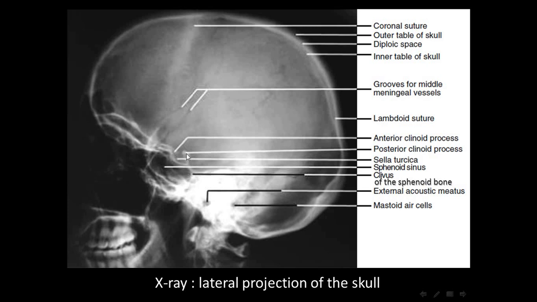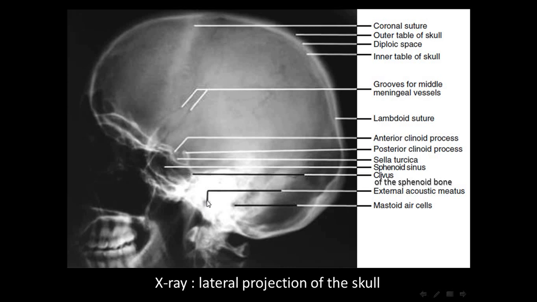This is the sella turcica, which is the house of the pituitary gland. It includes this small projection, which is the anterior clinoid process, and the posterior clinoid process. Just inferior to the sella turcica and anterior is the sphenoid sinus. This is the clivus.